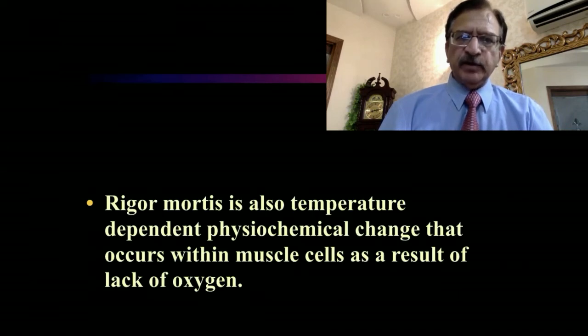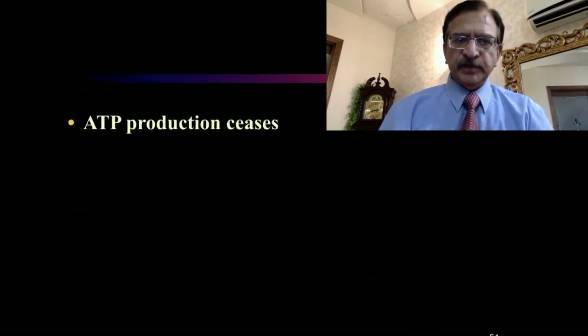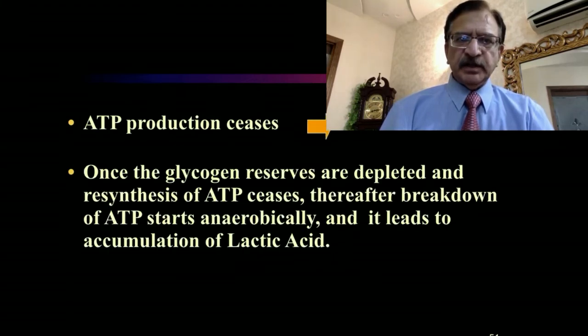But rigor mortis is also temperature dependent. The physiochemical change that occurs within the muscle cells as a result of lack of oxygen will further affect the breakdown of the glycogen. The ATP production will cease, and once the glycogen reserves are depleted and resynthesis of ATP ceases, thereafter the breakdown of ATP starts anaerobically.